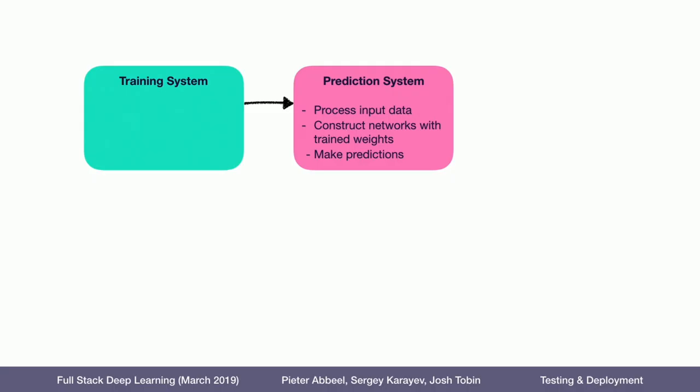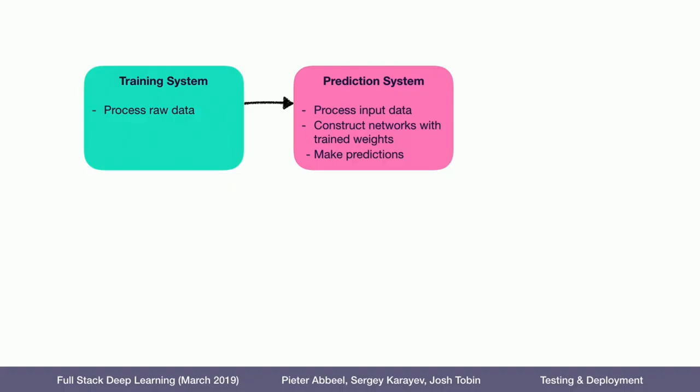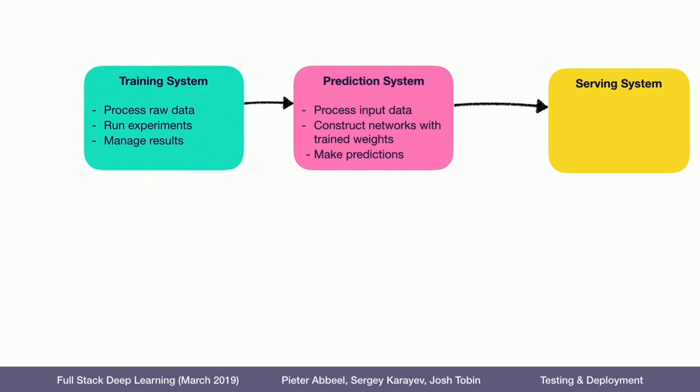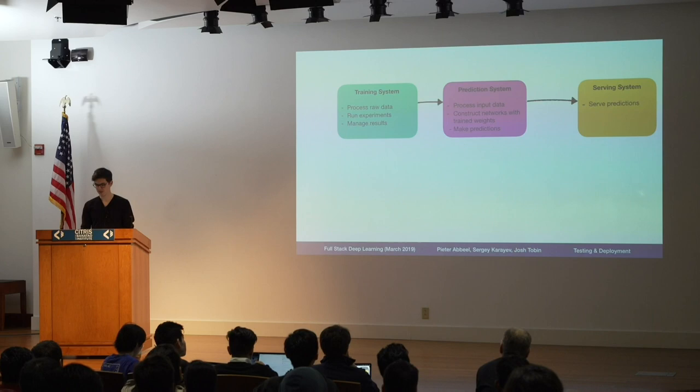Now, to generate the prediction system, there is potentially a separate code base that's the training system. It could live in the same repository, but conceptually they're different code bases, and they might have different requirements. The training system processes raw data, runs experiments, and then manages the results, for example, picks the best model out of a number of experiments. And finally, the prediction system has to be deployed for some kind of end user access. We call that the serving system. So the goal is to serve the predictions.